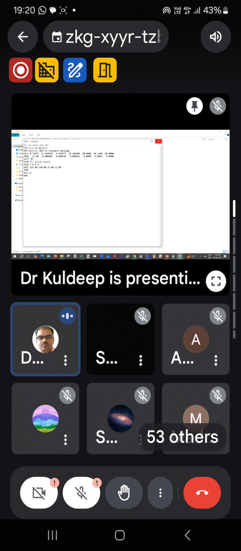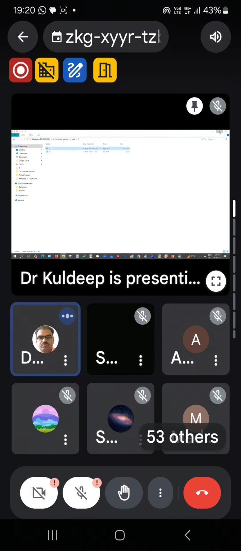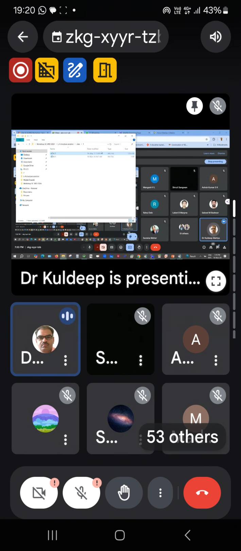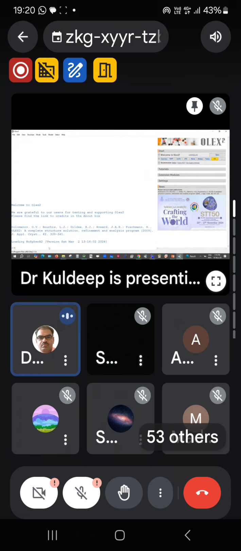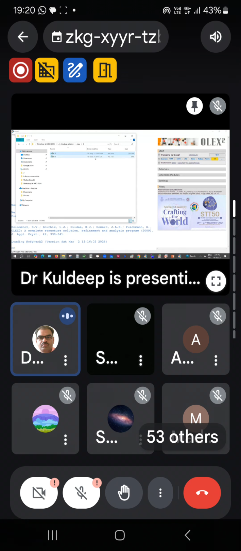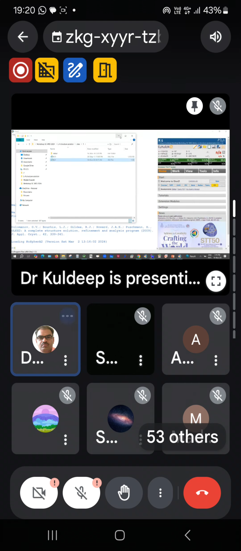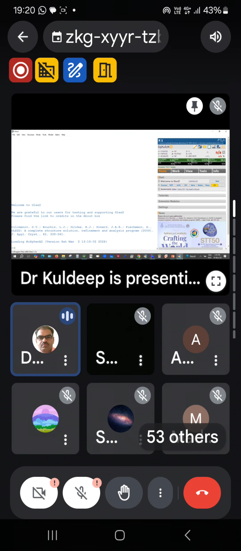So let's start with these 2 files. I have only the INS and HKL files in the folder named 1. Now open Olex2, and I will drag the INS file into the interface. So you can drag and open the INS file here. Now it opened the INS file showing some molecular formula. This formula may be exact or not, it doesn't matter. We can correct it later.